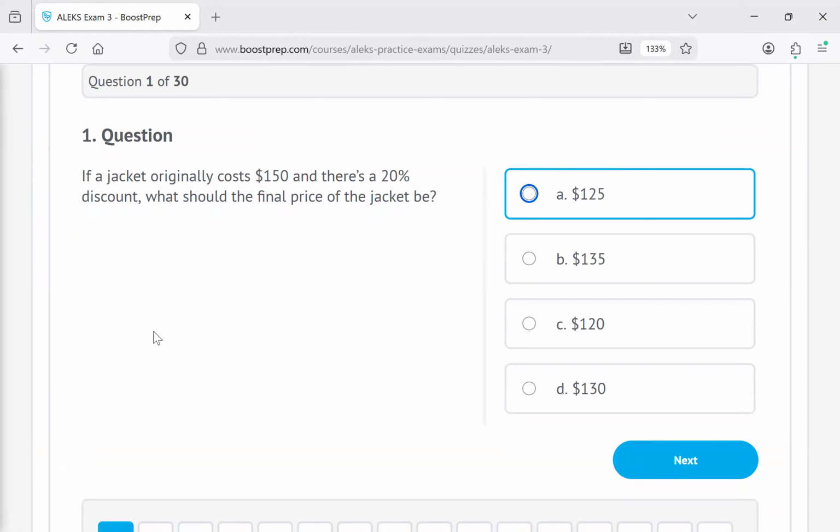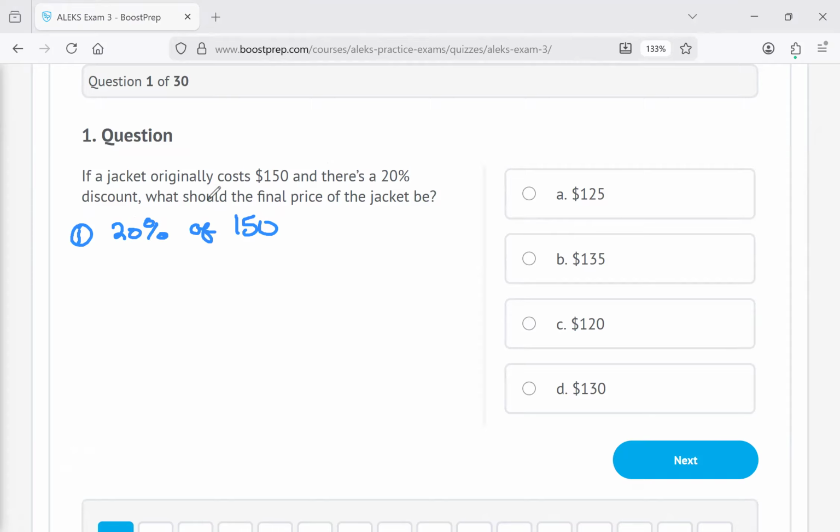Question 1 says, if a jacket originally costs $150 and then there's a 20% discount, what should the final price of the jacket be? You could do this problem two ways. One way is you could just take 20% of 150. Let me show you the two ways. One, you could first find 20% of 150.